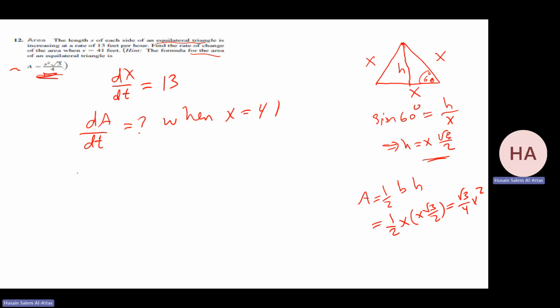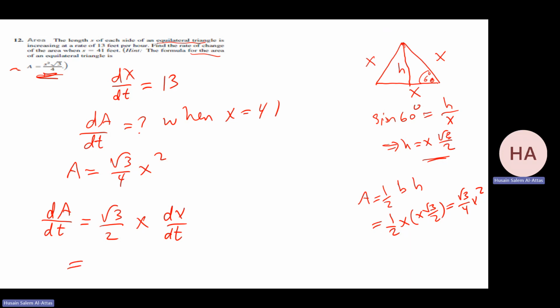Okay. So now the area, I agreed on the area is square root 3 over 4 x squared. So now differentiate. That will be what? Square root of 3 over 2 x dx by dt. Like the numbers and that's it. That gives me what? Square root of 3 over 2. X is 41 and this is 13. Do the calculation. That will be 533 square root of 3 over 2.